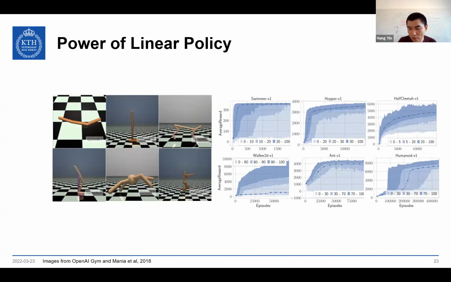So hopefully this can give you some idea: don't underestimate the power of a linear policy, which might look a little too simple. The argument from the paper is that probably these benchmarks are not really good benchmarks for reinforcement learning. They are not that challenging. We need something more, or maybe I don't want to have a firm conclusion in terms of this.